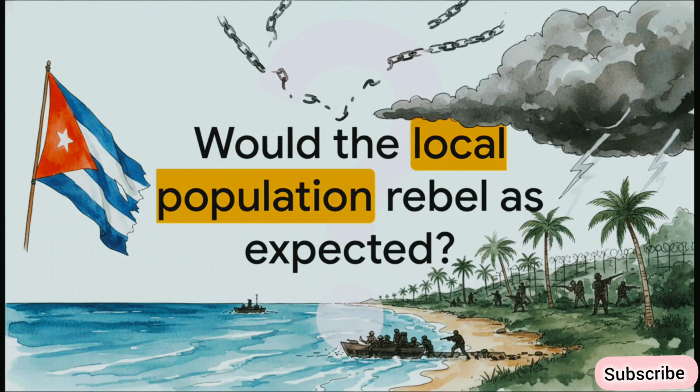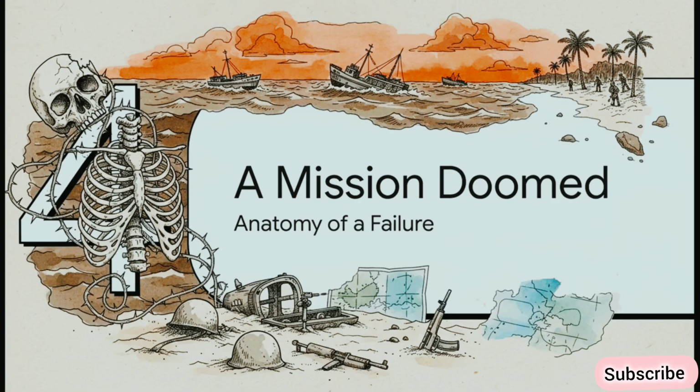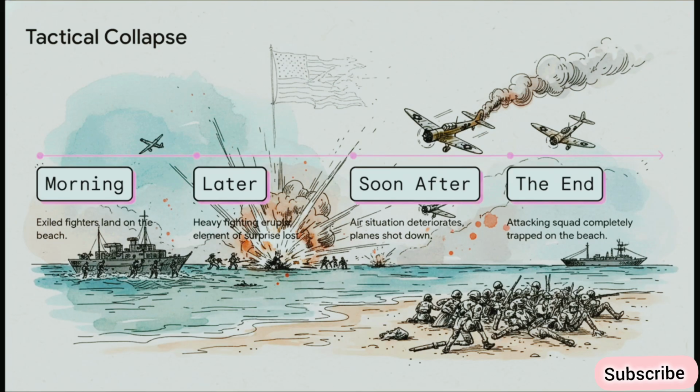That anticipated local support completely failed to materialize. And to make matters worse, the whole element of surprise was completely lost. The Cuban army was already fully prepared and waiting for the landing forces. That harsh reality pulls us directly into Section 4, a mission doomed, where we'll look at the anatomy of this failure. If we chronologically trace this tactical collapse, it's pretty staggering. We start in the morning with the initial landing on the beach, but within just a few hours, the situation escalates dramatically. Heavy fighting erupts with fierce gunfire and bombings echoing all across the region.